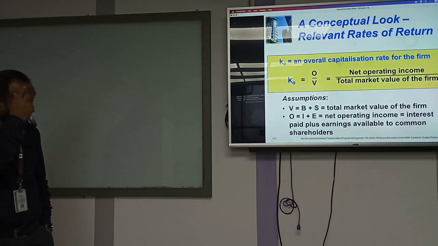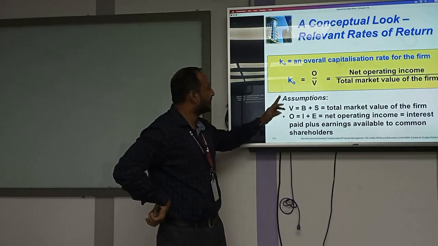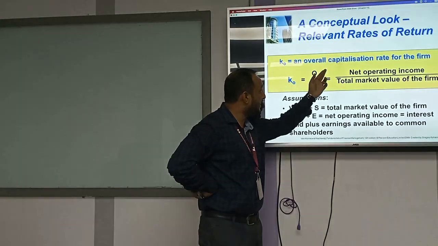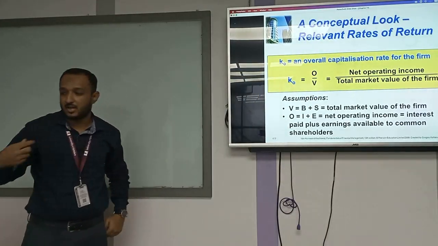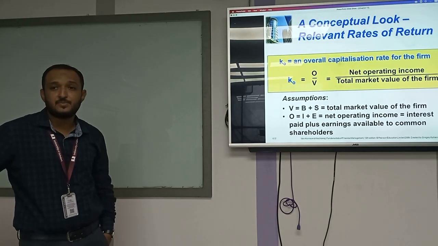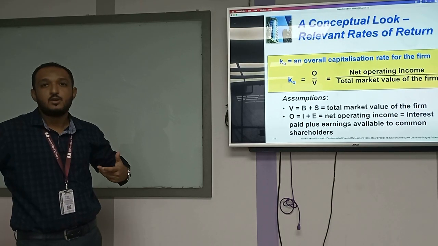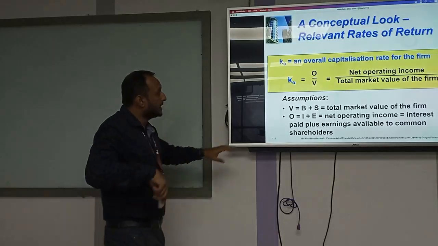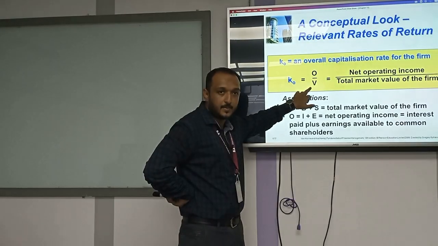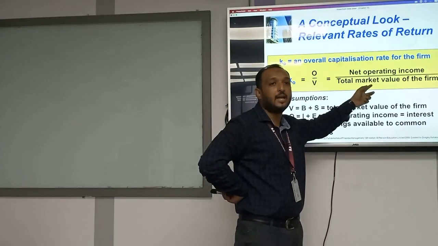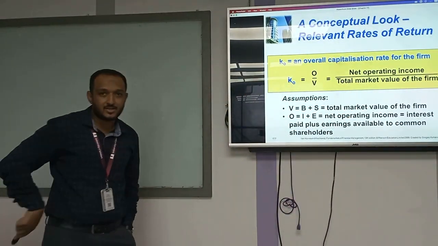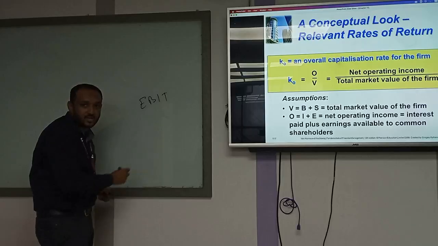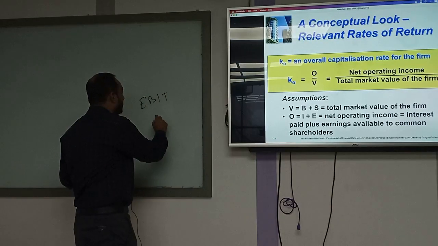This is called KO. KO is the overall capitalization rate for the firm. What is the capitalization rate? It is the discount rate used to determine the present value of the future cash flow stream. So KO is equal to O divided by V. What is O? O is the net operating income, also termed as EBIT, earnings before interest and tax. That is your NOI.